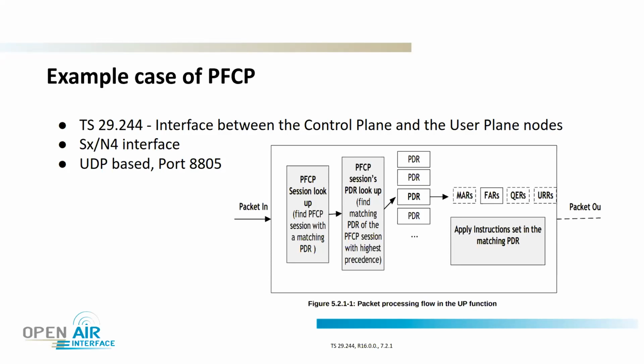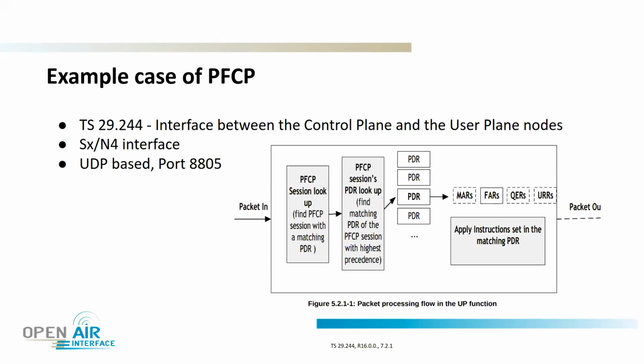It's defined in technical specification 29244. In LTE it's called the Sx interface, and in 5G we term it the N4 interface. It is a UDP based protocol, and it uses the standard IANA port 8805. On the right hand side you will see how the packet is processed in these protocols. It's a journey of a packet with the protocol.